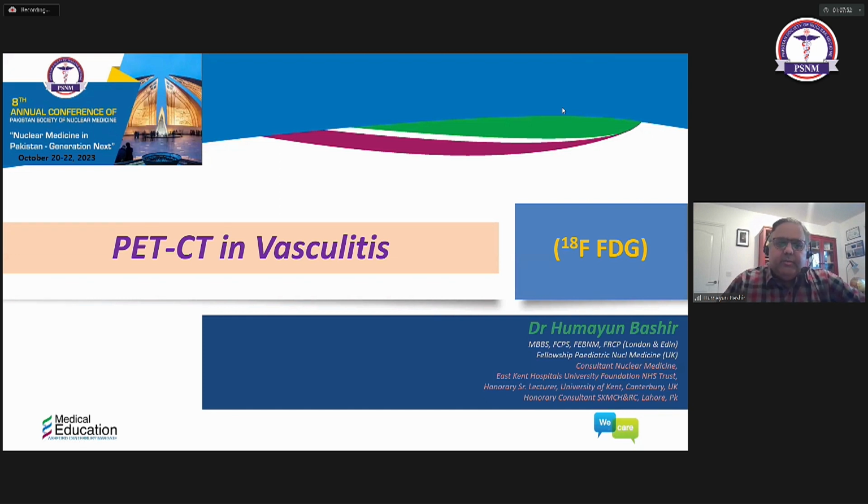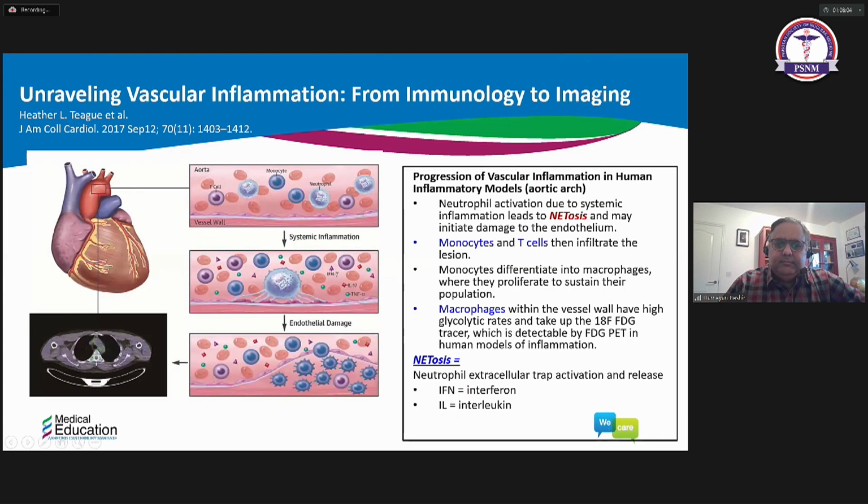So today I'll be talking about PET-CT in vasculitis, and the talk will be mainly about FDG. Next slide, please. A little bit of background. Basically, there's an injury in the endothelium of the vessels, where the T cells and the monocytes infiltrate. There's a background of systemic inflammation which leads to endothelial damage and inflammation, and that's the process underlying the vasculitis and inflammation within the vessels.